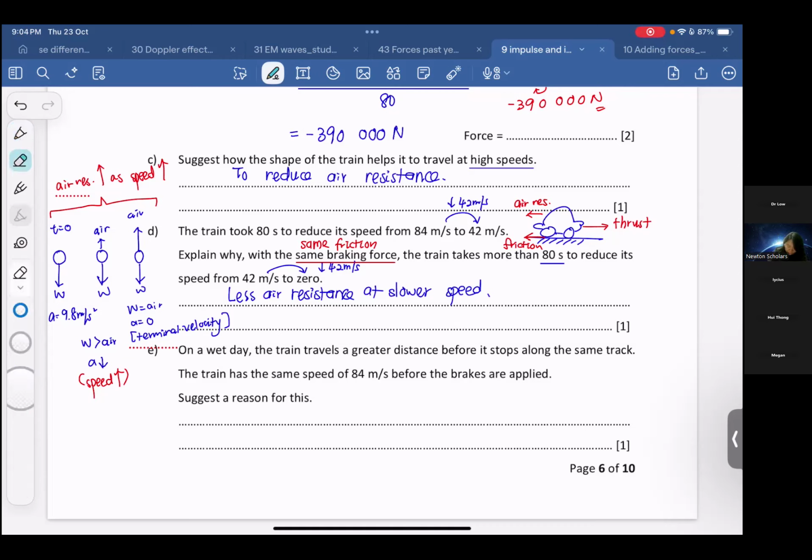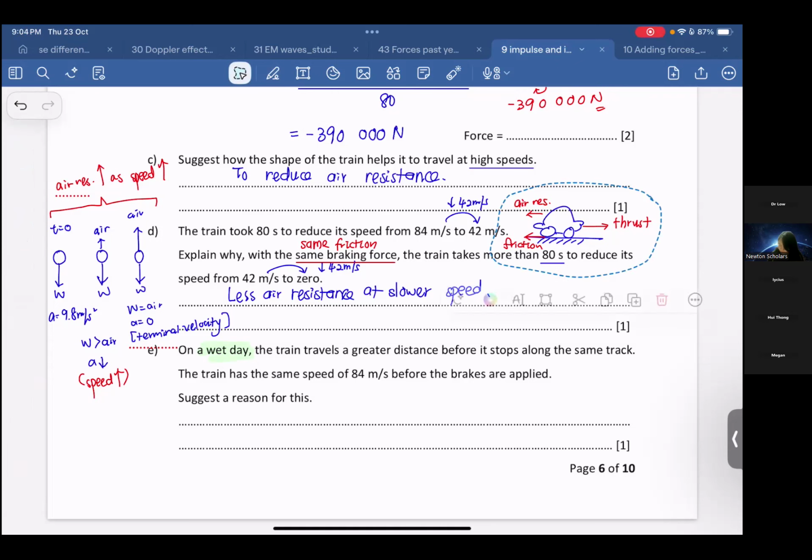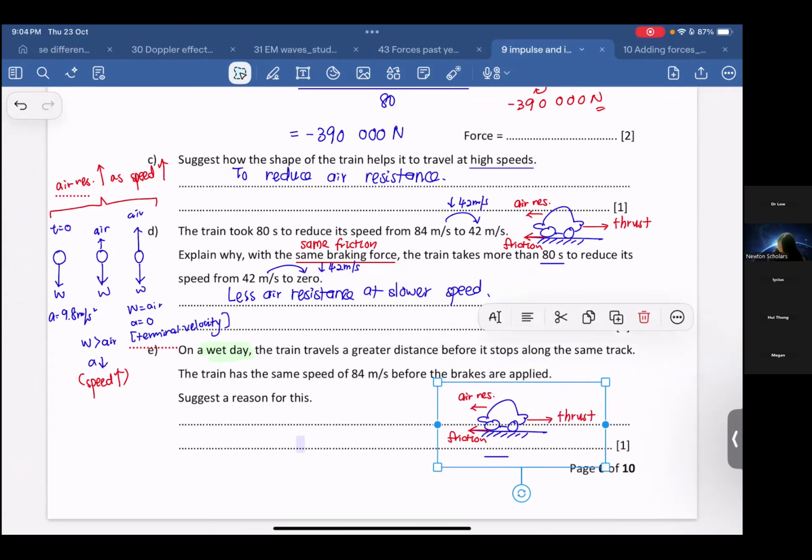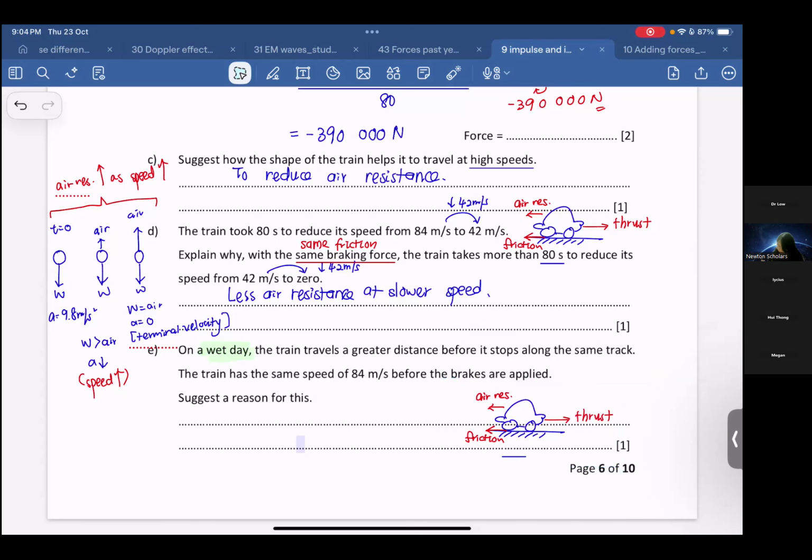On a wet day, weight. What do you have to think? Weight will affect what force? This question, I don't want to tell you, but you think, because I already drew out the diagram for you. This diagram has 3 forces. Okay, here.